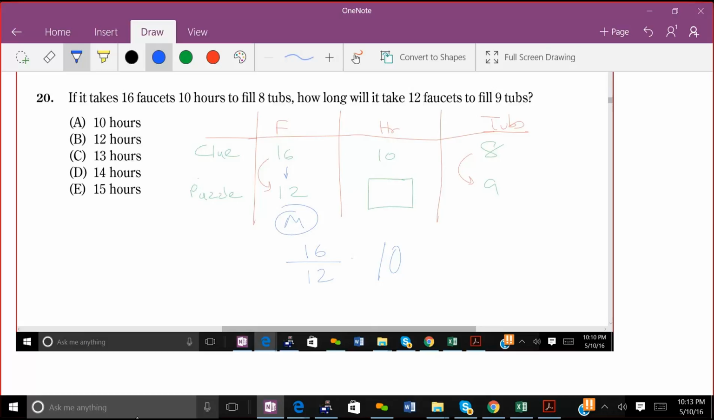Same thing here. 8 tubs last time, now 9 tubs. Do you think it's going to take more time or less time? More time. You have to make these decisions separately, so it could be more and less. So now, what do you multiply by? 9 over 8. And you plug it in the calculator, and you get 15. So the answer is 15 hours. That's it. You can use common sense to get to the answer quickly.